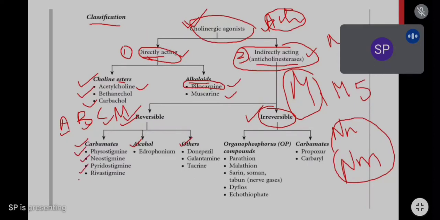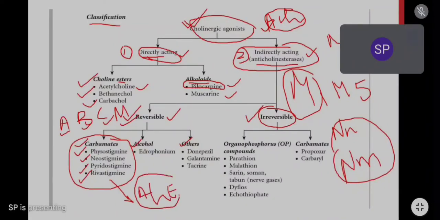Physostigmine, neostigmine, pyridostigmine, rivastigmine. Remember. These carbamates are very, very commonly used in hospitals. These are carbamate type reversible inhibitors. In that, we have physostigmine, neostigmine, pyridostigmine and rivastigmine. What do these drugs do? They will inhibit the acetylcholinesterase enzyme for some time only. As long as these drugs are inhibiting the acetylcholinesterase enzyme, till that time, the actions of acetylcholine will be increased. And in alcohol-containing drugs, we have edrophonium, and in others, we have donepezil, galantamine, and tacrine. Second years, try to remember all these drugs. Classification is very important.